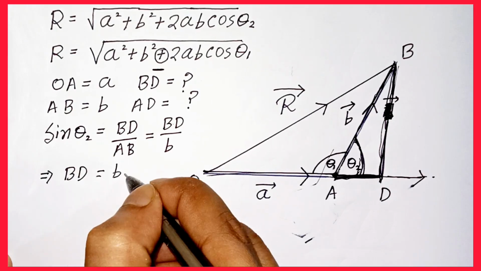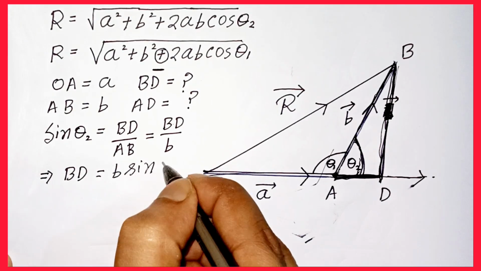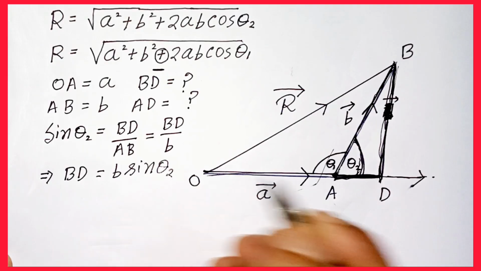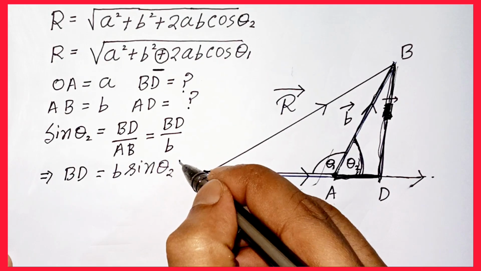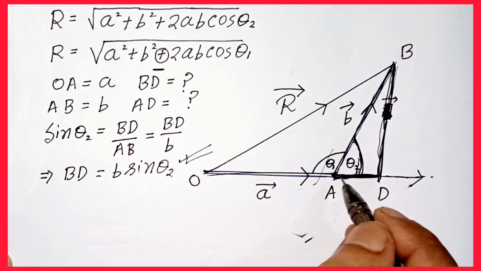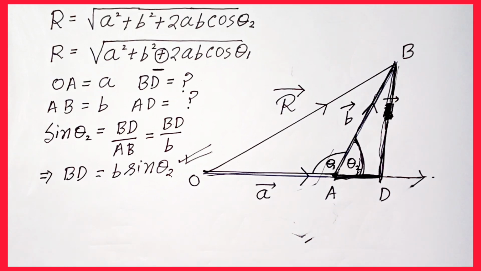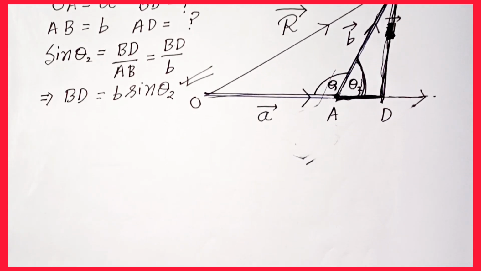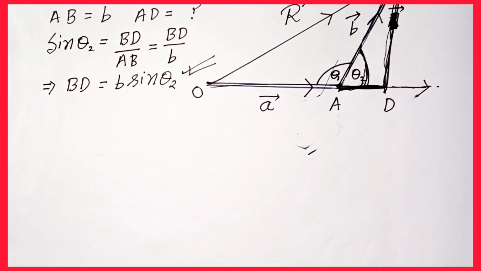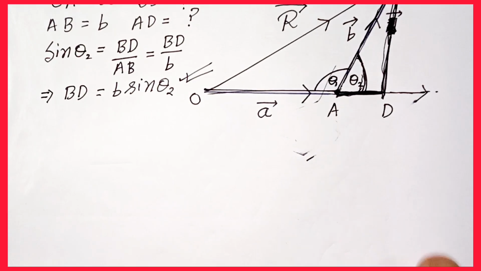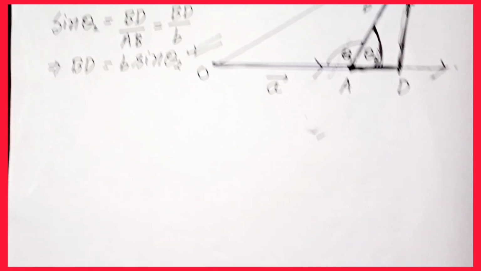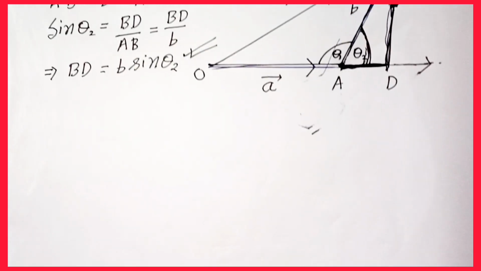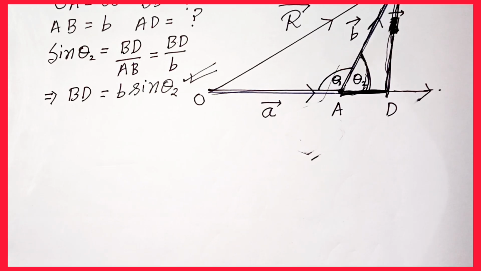I know in your book theta 2 is represented by only theta, but I am trying to show you here the two angles theta 1 and theta 2. Anyway, with this approach you can find the BD value, the length of BD.